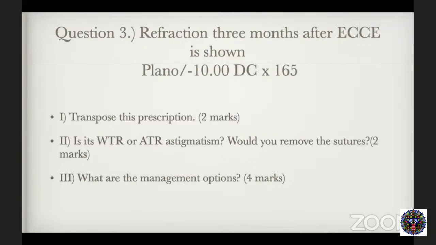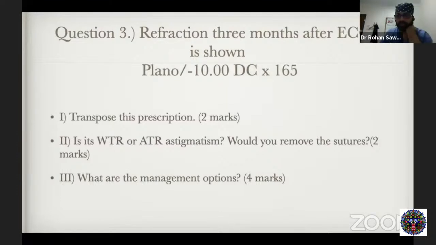Sir, -10 spherical with the +10 cylindrical at 75 degrees. Yes, that is the answer. That's right. So you get 2 marks for that. What do you think about the second question? Is it a with the rule or against the rule?